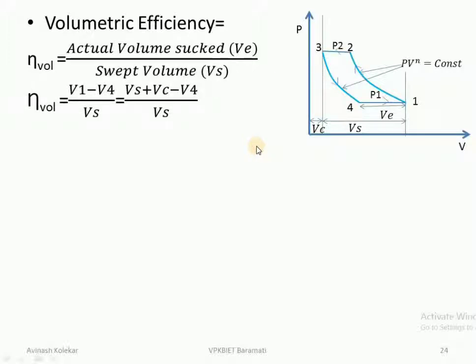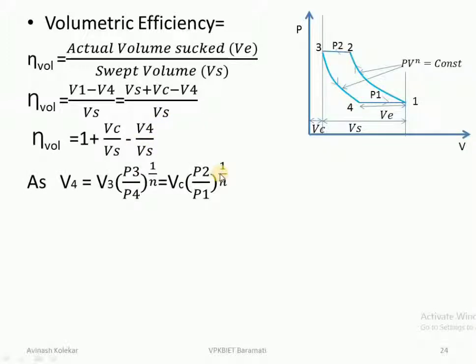There is one derivation which may come in the examination. Let us derive the formula for the volumetric efficiency. So what is meant by volumetric efficiency? That is the actual volume Ve divided by the swept volume, and we know that Ve is nothing but V1 minus V4. So I have replaced Ve with V1 minus V4 divided by Vs. Now V1 is the total volume, and it is nothing but Vc plus Vs. So I have replaced V1 with Vs plus Vc minus V4, divided by Vs. Now I can separate these terms and I get the volumetric efficiency as 1 plus Vc by Vs minus V4 by Vs.